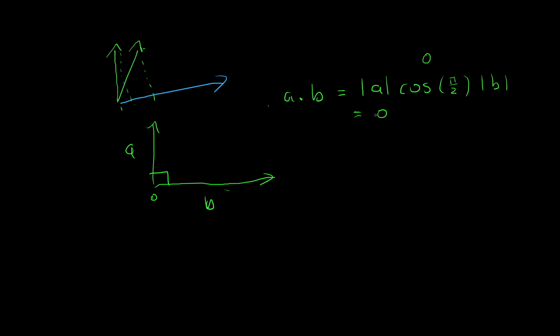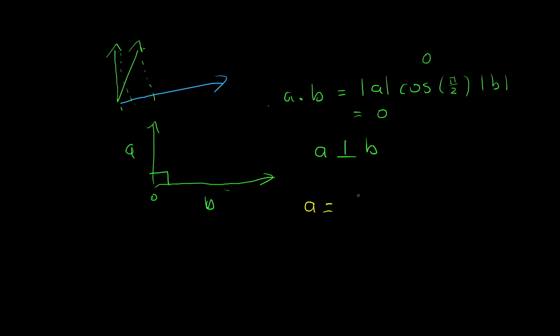So this is very important. If the dot product of two vectors is 0, then we know that these two vectors are perpendicular. So we can quickly check if two vectors are perpendicular. So let's say we take an example.